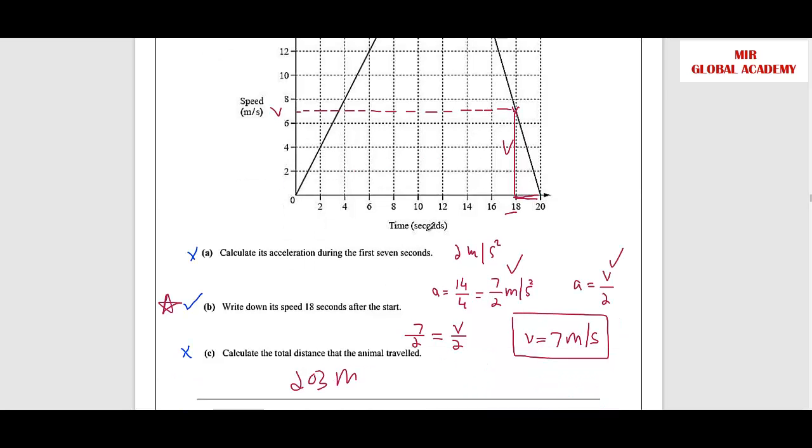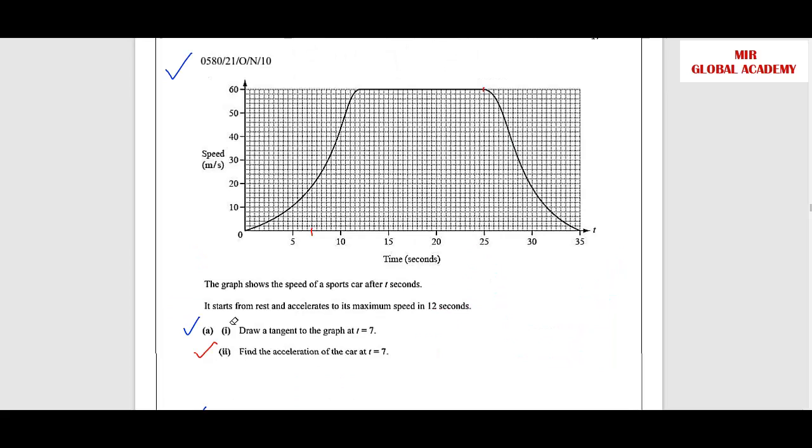Verify your answer yourself. The graph shows the speed of a sports car after t seconds. It starts from rest and accelerates to its maximum speed in 12 seconds. Remember, this is a speed-time graph. Draw a tangent to the graph at t equal to 7.